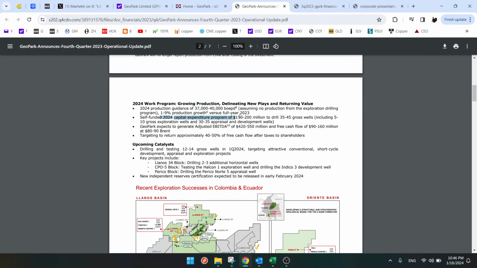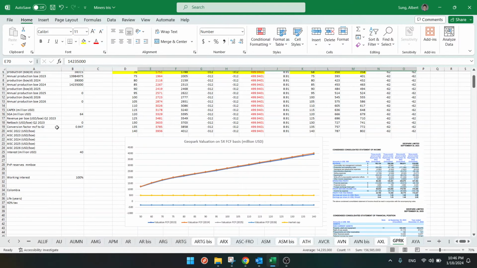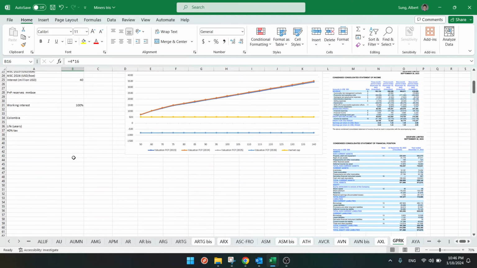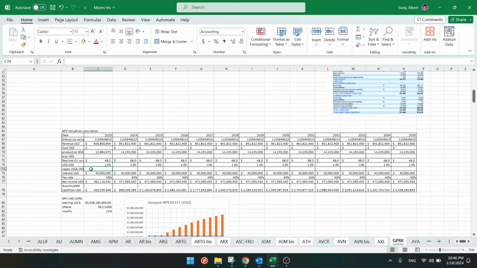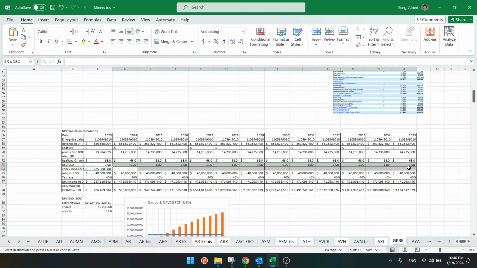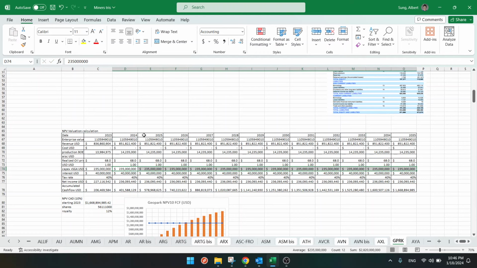Okay, capex of 170 million. 170 million, so that needs to be taken into account. So this plus this is 235. So 235 million capex. Let's just assume it's going to be the same.